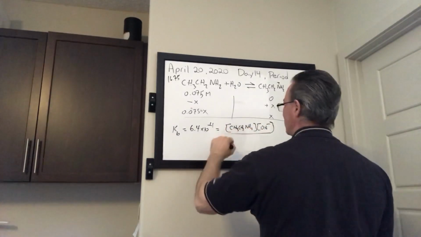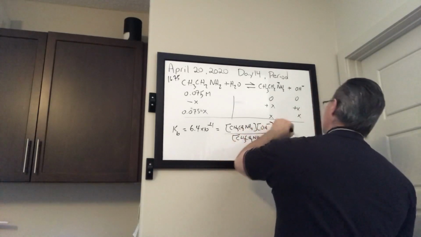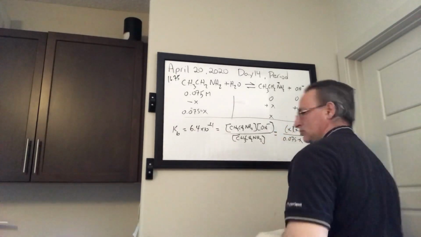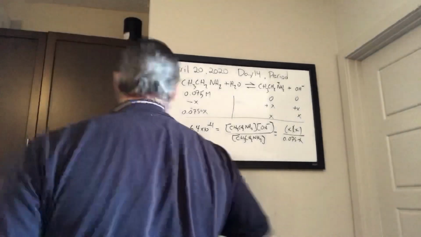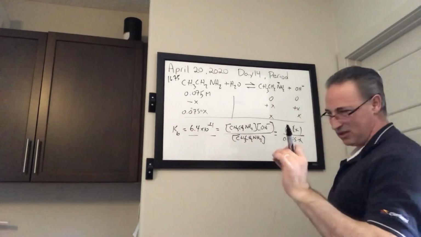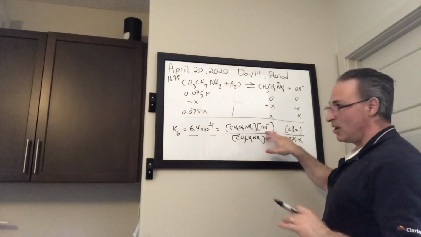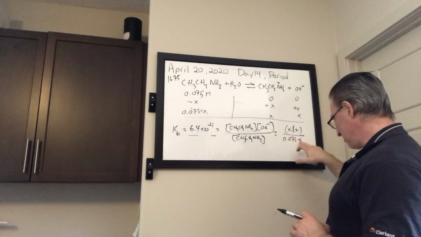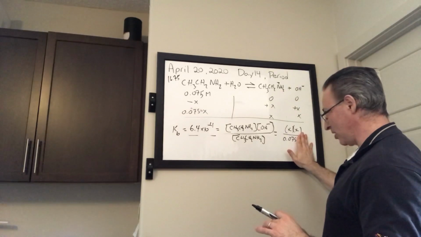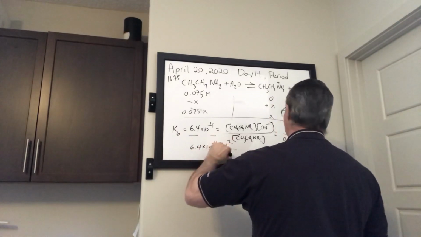We may have done this already or something like it, but it doesn't hurt to repeat, just to consolidate it in your mind. So that's going to be represented by x times x over 0.075 minus x, all of it equal to 6.4 times 10 to the negative 4. If we use the approximation method, because this equilibrium only ionizes a small amount of water to form hydroxide, this minus x is actually a pretty small number. So let's just ignore it. Let's rewrite the expression without that minus x part and see where it gets us. So 6.4 times 10 to the negative 4 is equal to x squared over 0.075.